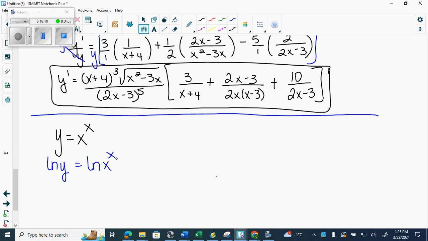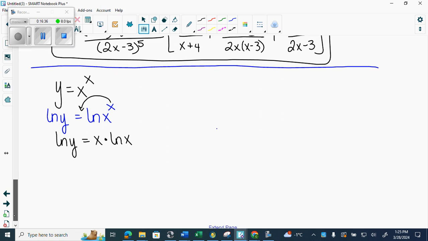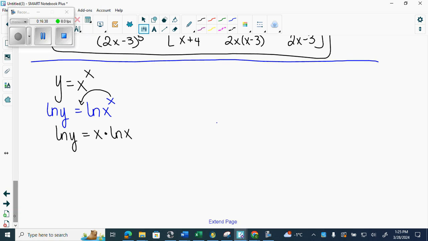And what's the rule with the exponent? Comes out front. So we're going to get ln of y equals x ln x. Now what people often do not do is put the multiplication dot between them. So we have x ln x here. Do you see how I put the dot in the middle? Most people don't put the dot in the middle, and then you guys don't do product rule.